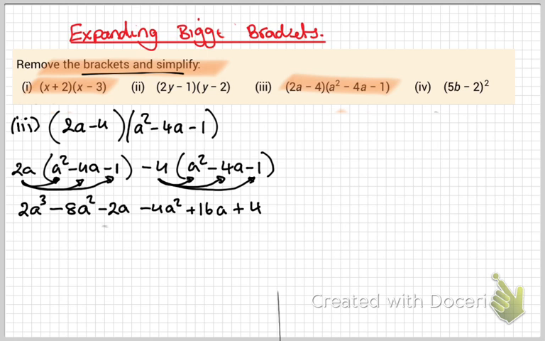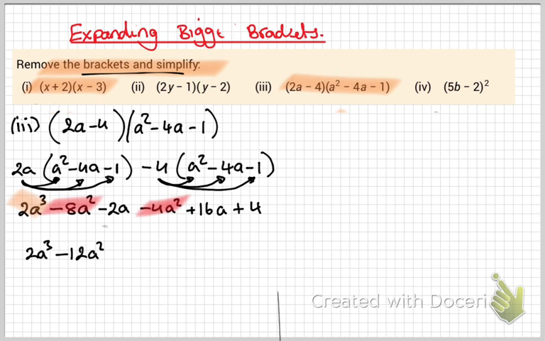So I have a cubed. And that's the only a cubed. So it just stays the same, 2a cubed. Then I look and see I have a squared. So there's an a squared and there's an a squared. So it's minus 8a squared minus 4a squared is minus 12a squared. Okay.